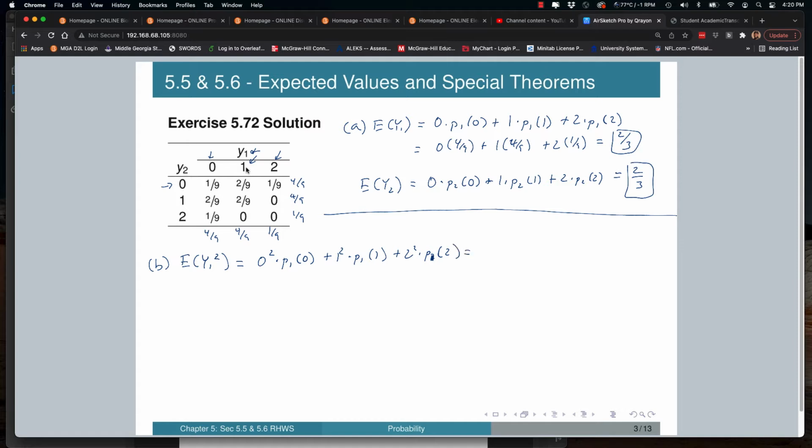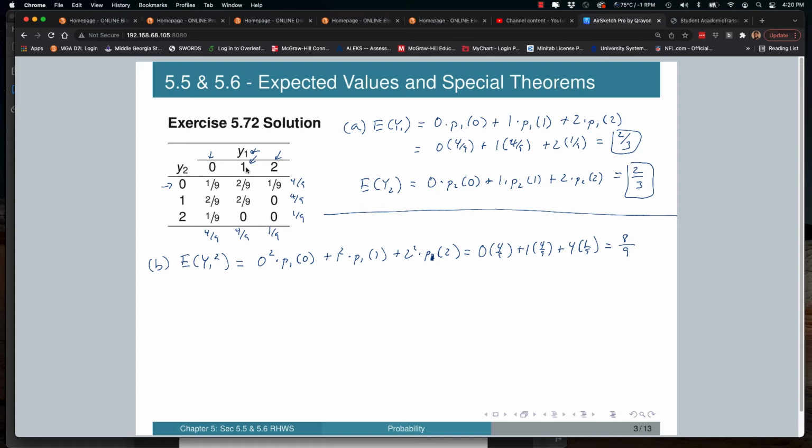And that's just 0 times 4/9 plus 1 times 4/9 plus 4 times 1/9, and we end up getting that the variance is 8/9. Now, if we'd used the fact that the binomial was here, we wouldn't have gotten that value there.